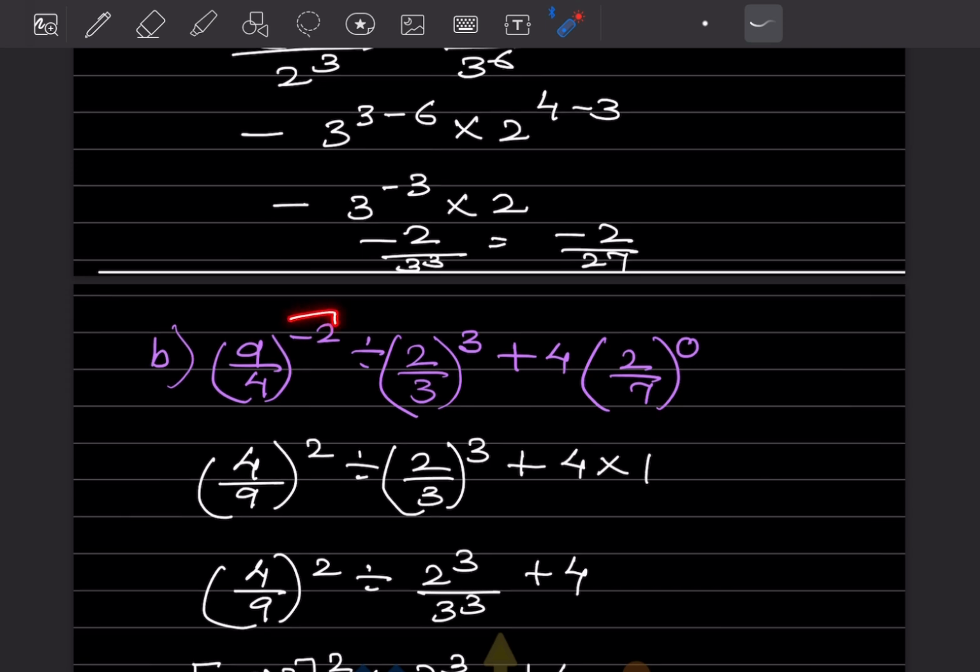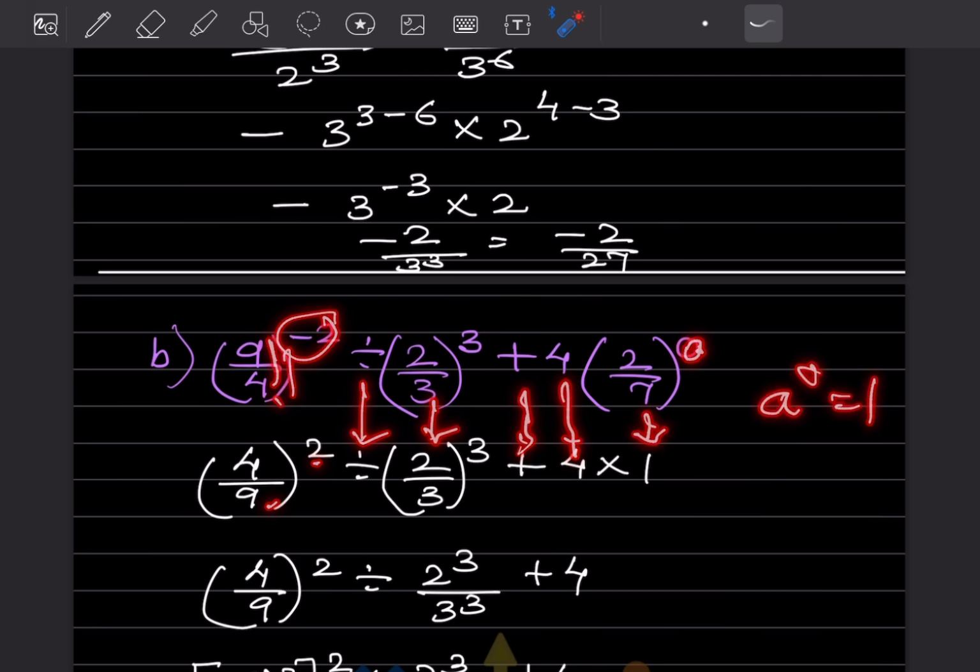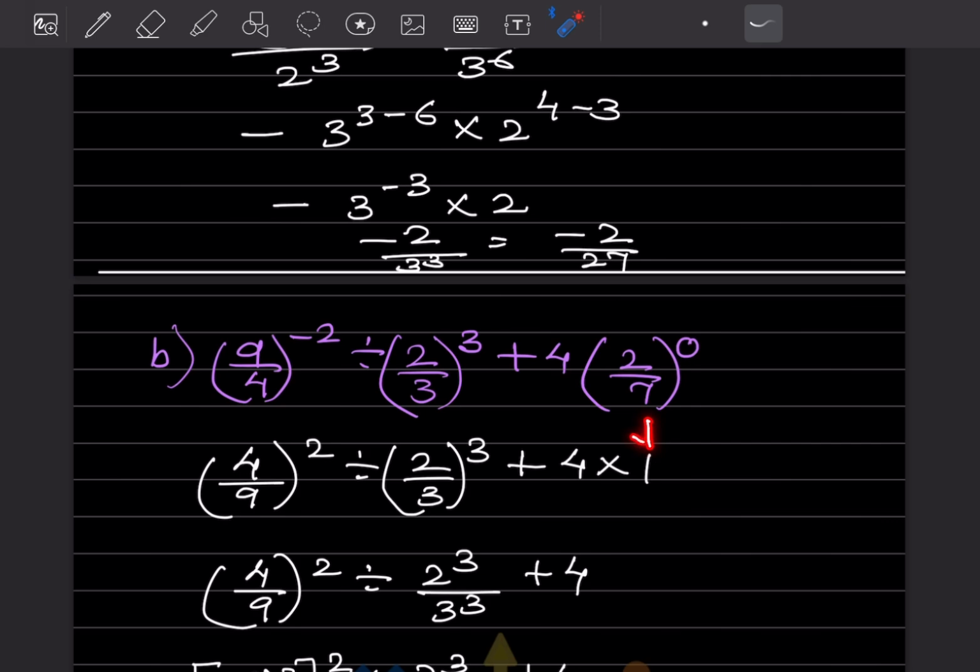Now look at this one. This is negative, so we will flip over. That will be 4 by 9 raised to 2. The rest stays the same. And this raised to 0 means this is going to be 1, because anything raised to 0 is 1. So 2 by 7 raised to 0 is going to be 1.